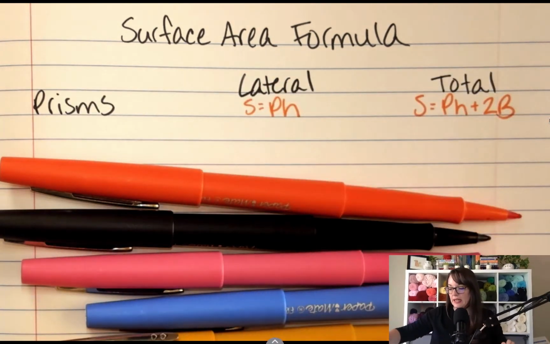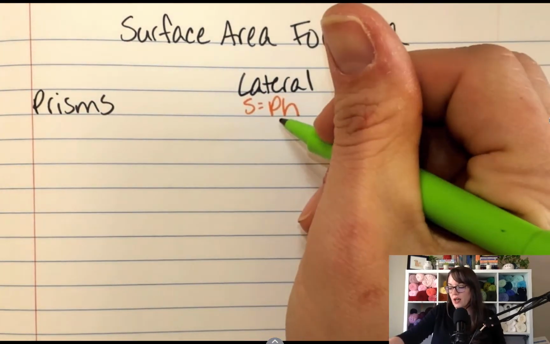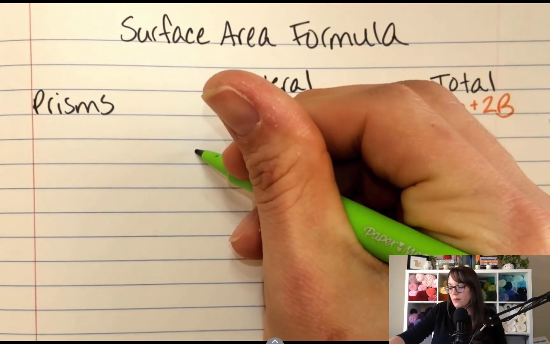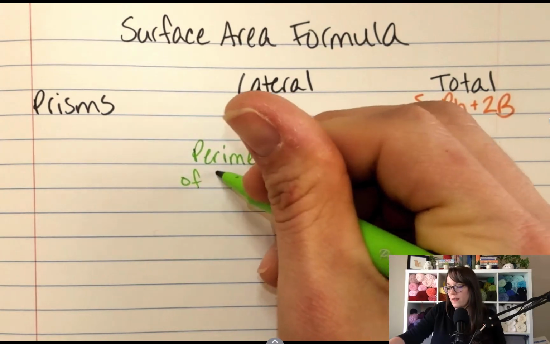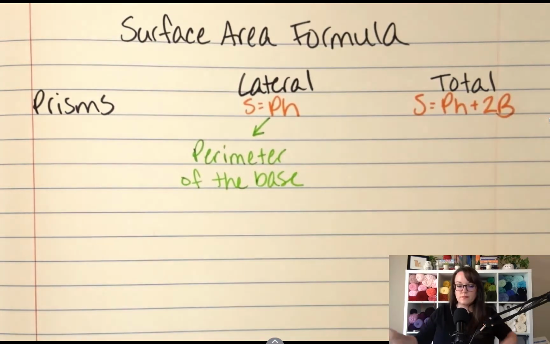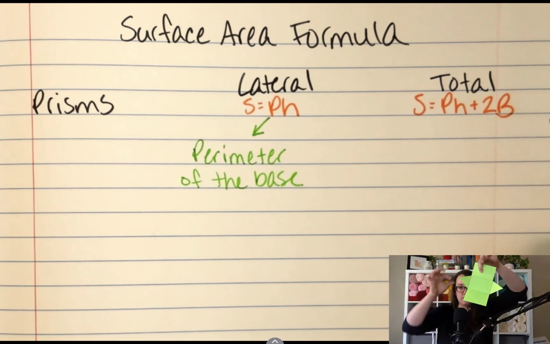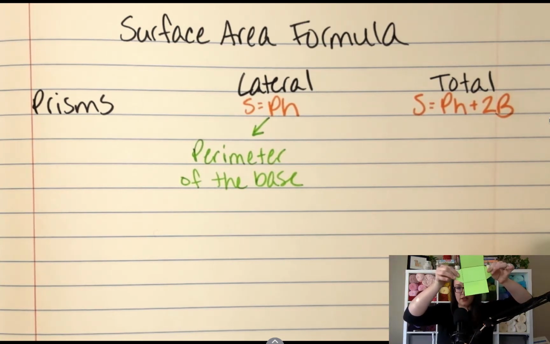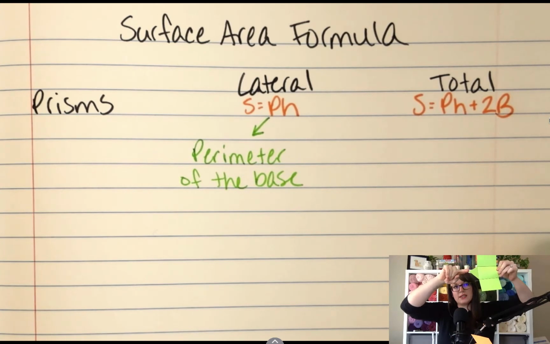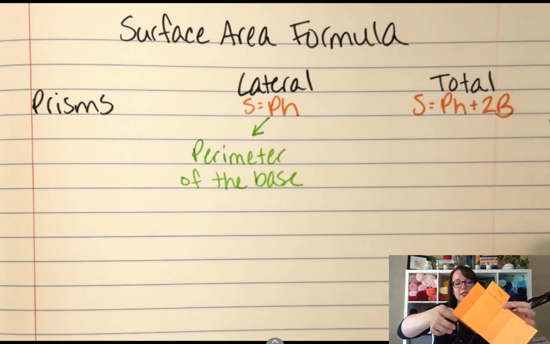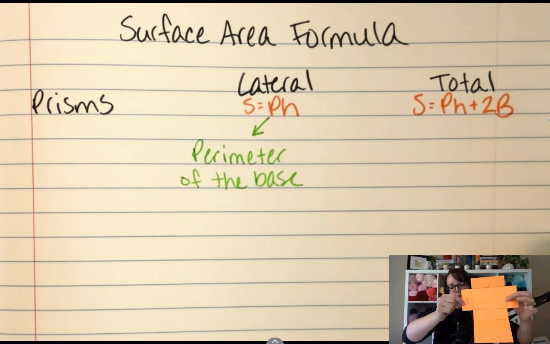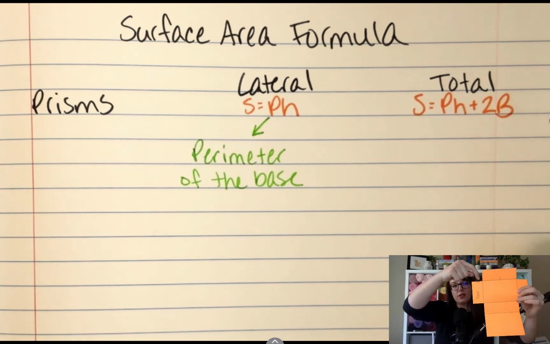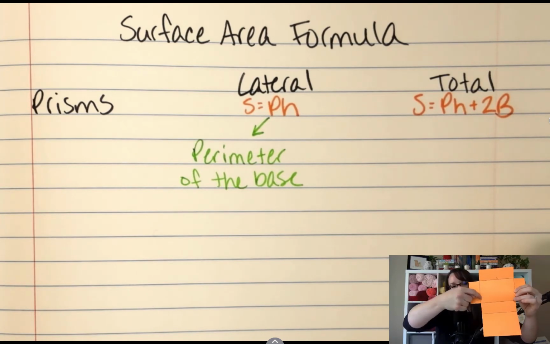The capital P in my formula is the perimeter of the base. So in a triangular prism, the triangles are my bases. So capital P would be the distance around the triangle, adding those three sides. For rectangular prisms, you have to identify those bases or they'll tell you. I've identified this one and this one as my base because I wanted to be able to show you the perimeter. So the perimeter is the distance all the way around the shape.